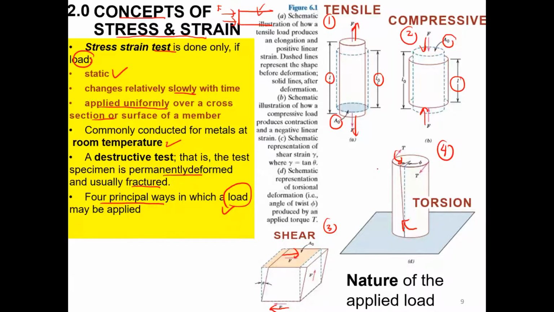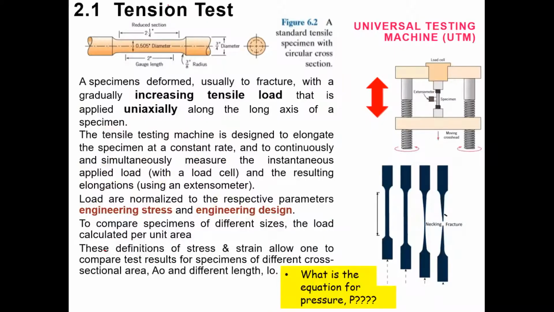But normally in practical application, we use the tensile test. So from now on, we will look at the tensile test study. This is an example of a tensile test. We use a universal testing machine, or UTM. Here we have the equipment, and this is the specimen.